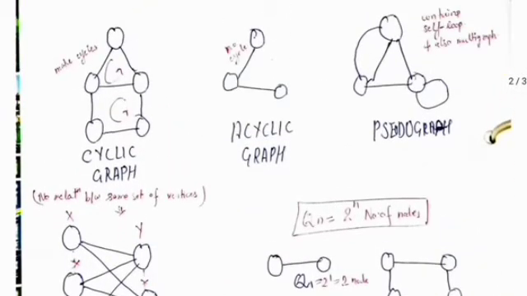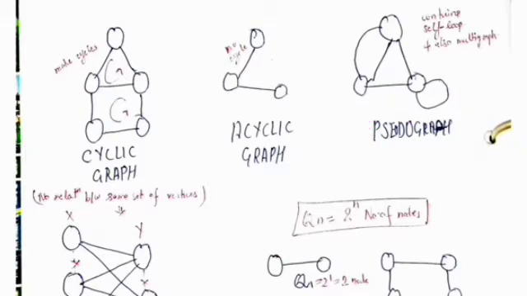And next is your pseudo graph. A pseudo graph contains self loops, and also it is a combination with the multigraph. So this is called your combination of self loop. The graph plus multigraph is called your pseudo graph.